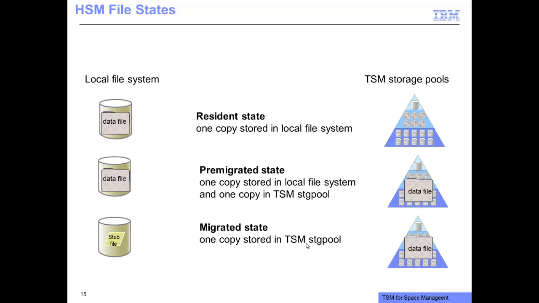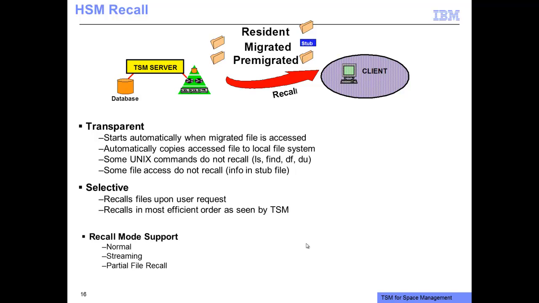Here's another chart that goes over the file system states where we have the resident copy that only exists on the local file system. We have the pre-migrated file which exists both on the file system and in the TSM storage pools. And then we have the migrated copy where only the stub file exists on the production file system and the actual file resides in the TSM storage pools. Now when a user needs to access a migrated file or an application needs to access that file, these files will be transparently recalled from the TSM server back to their original location.